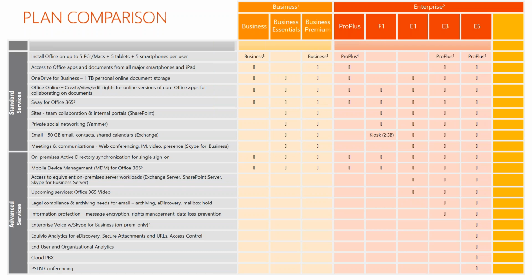And you can mix and match your plans. You don't have to say, actually, I just want E3 for all my users. You may have some users that want the F1 plan, some users where E3 is appropriate, and 1 or 2 users where E5 may be appropriate. The simple way of understanding the plans is business is up to 300 users, enterprise is from 0 all the way up to thousands and thousands of users.